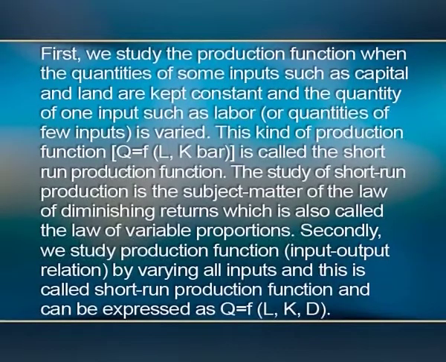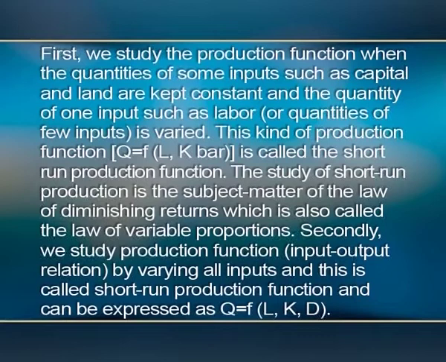In economic theory, we are interested in two types of production functions. First, we study the production function when the quantities of some inputs such as capital and land are kept constant and the quantity of one input such as labor, or of a few inputs, is varied. This kind of production function, Q equals f(L, K bar), is called the short run production function. The study of short run production is the subject matter of the law of diminishing returns, which is also called the law of variable proportions.